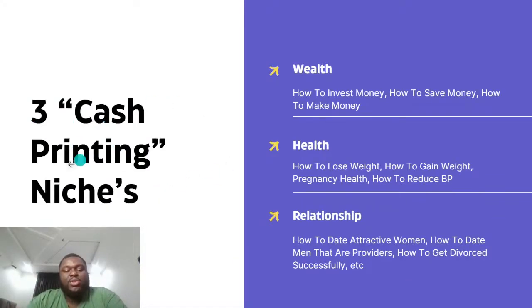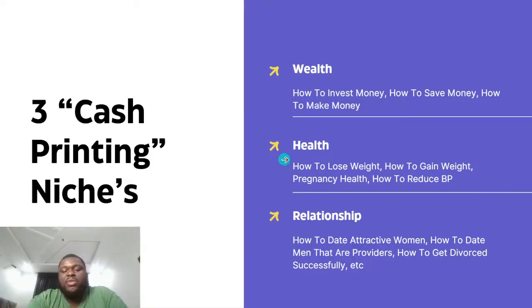Okay, so here are the cash printing niches. The first one is the wealth niche, the second one is the health niche, and the third one is the relationship niche. Okay, so if you can find a digital product in any of these 3 niches, you'll be able to actually get sales because people love spending money in any of these 3 niches. For example, the wealth niche are products that talk about how to invest money, how to save money, how to make money. Okay, products in the wealth niche sell very well.